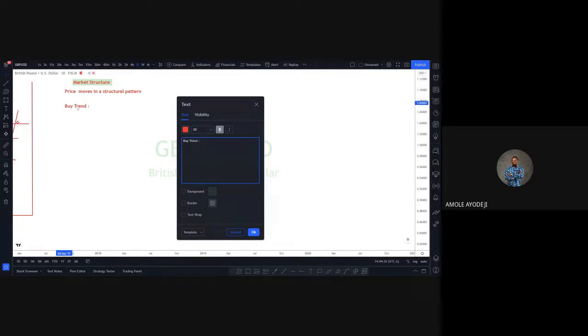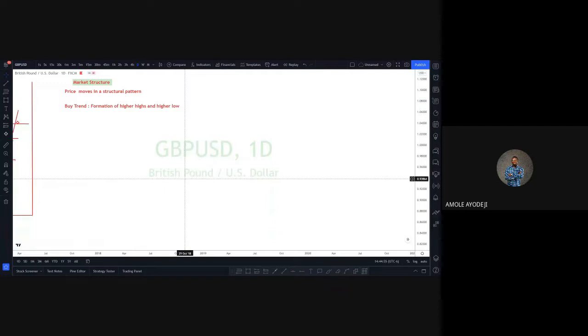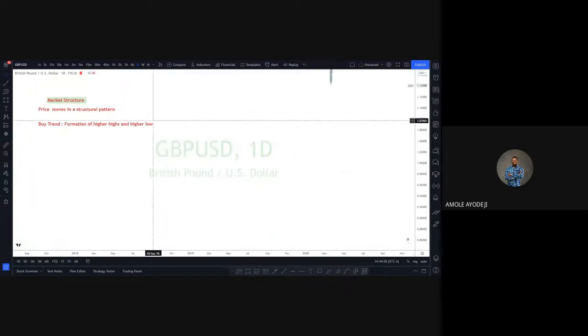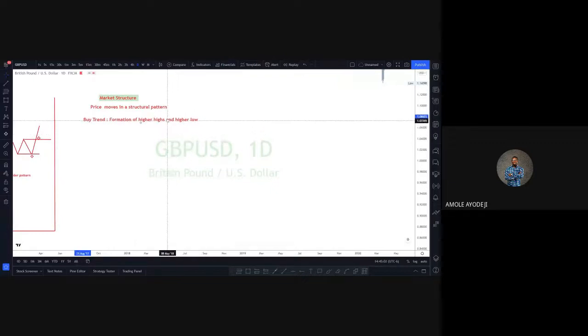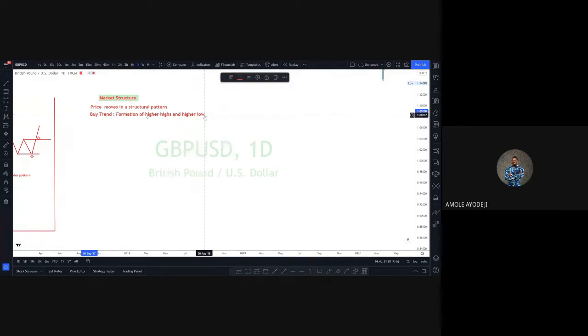And what is a buy trend? A buy trend is simply the formation of higher highs and higher lows. It's not complicated at all. It's as simple as that. What is a buy trend? A buy trend is simply the formation of higher highs and higher lows, which of course indicates that the market is uptrending.